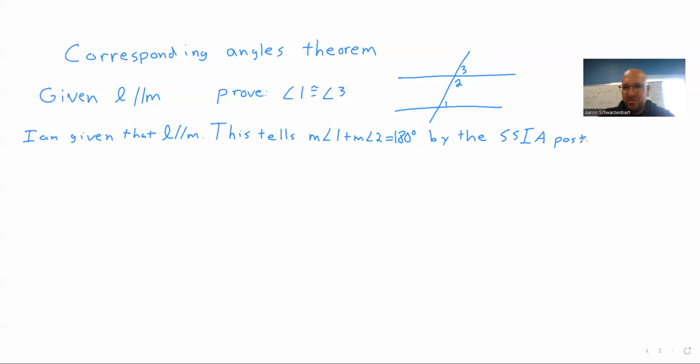Now, if I were doing this in a formal proof that I was submitting to a book, I wouldn't use abbreviations. Okay. I also know that the measure of angle 2 plus the measure of angle 3 equals 180 because they make a line. We call that the linear pair theorem.